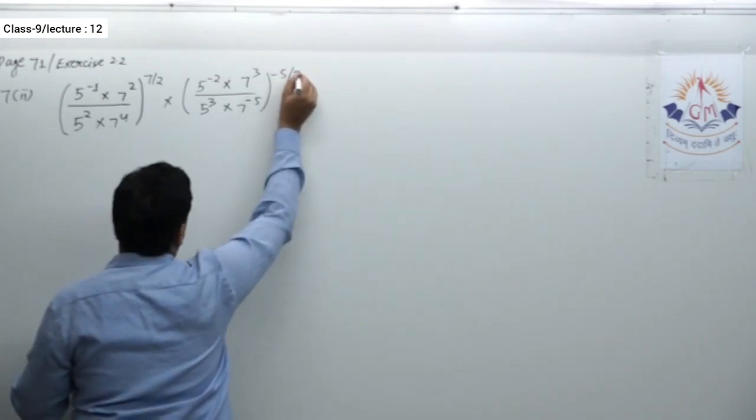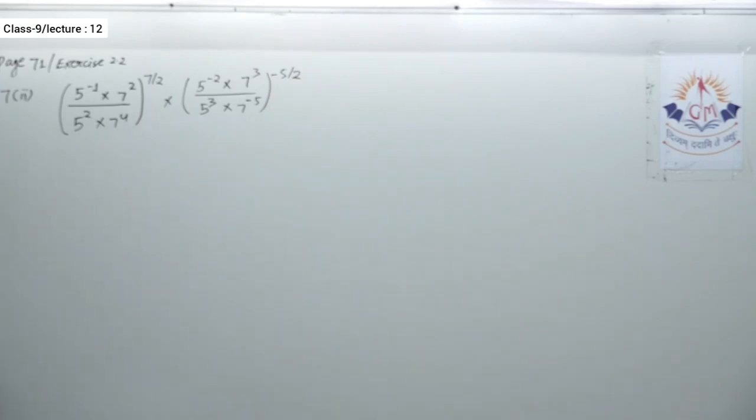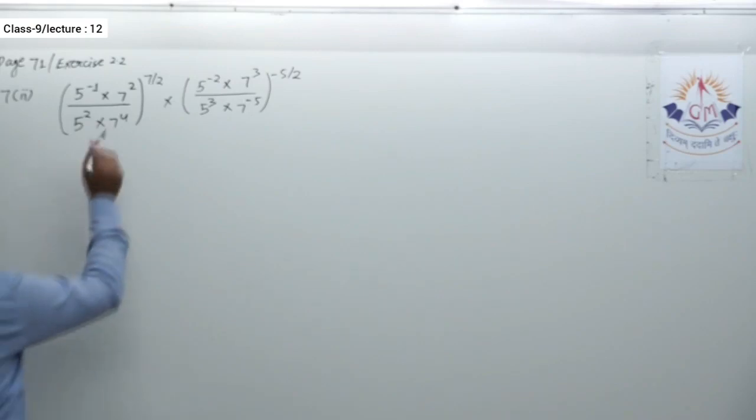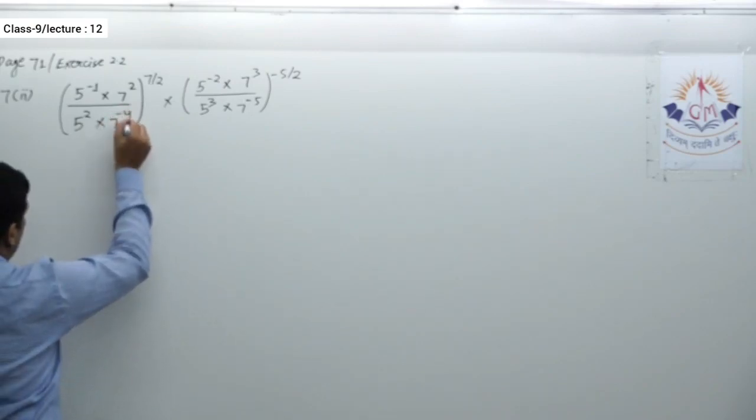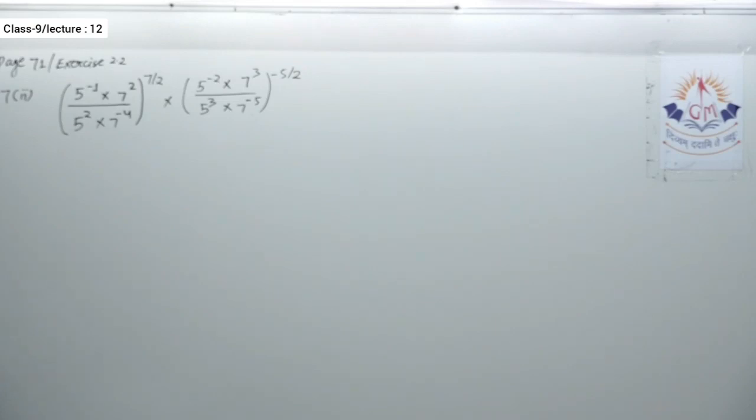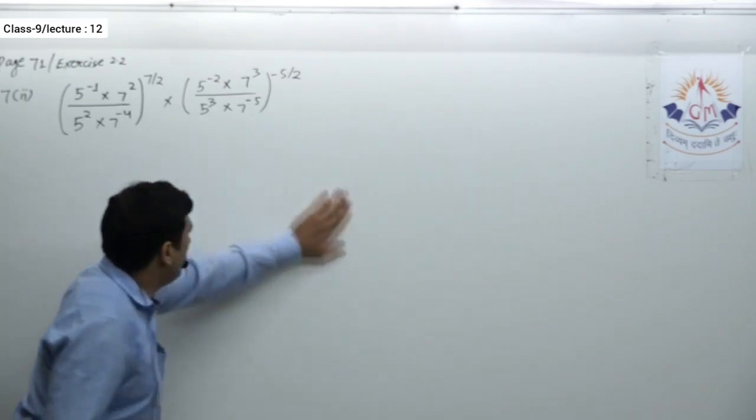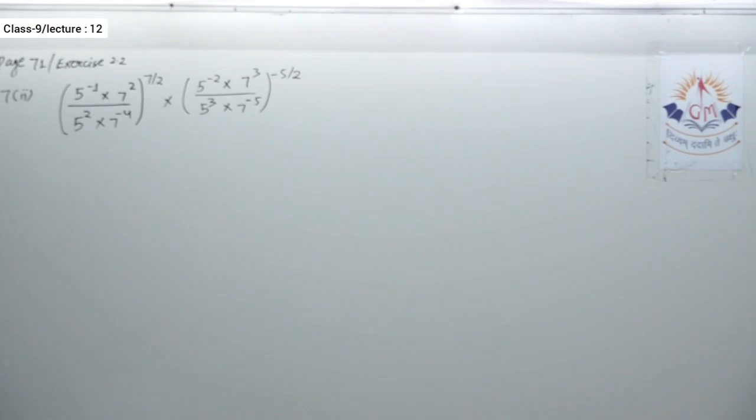So we have to simplify this. 5 raised to minus 1, 7 square, 5 raised to 2, 7 raised to minus 4. There is minus 4 in the question. Then 5 raised to minus 2, 7 raised to 3, 5 raised to 3, 7 raised to minus 5, raised to minus 5 by 2. So we have to simplify this. So think for a while that how you will proceed, then I will give you its solution.